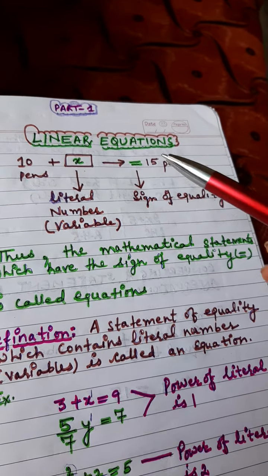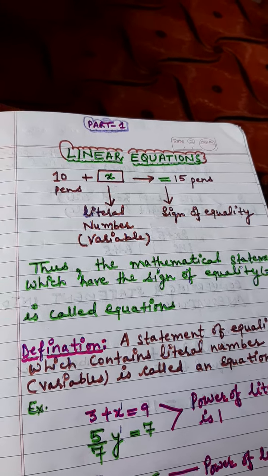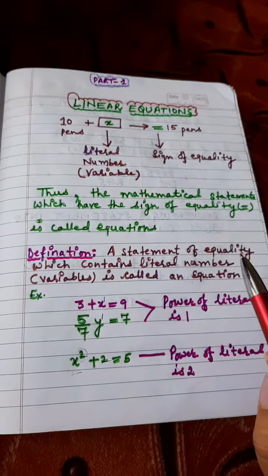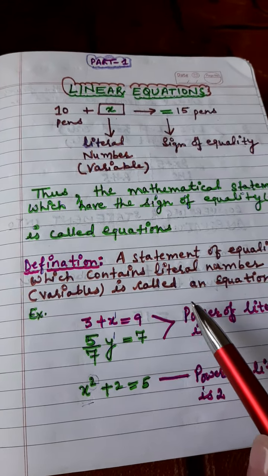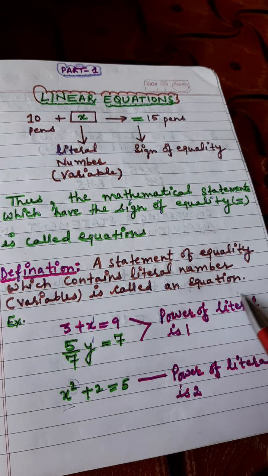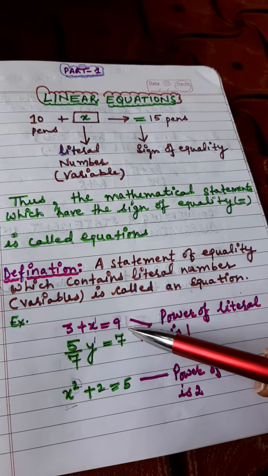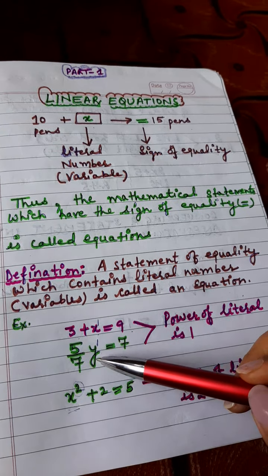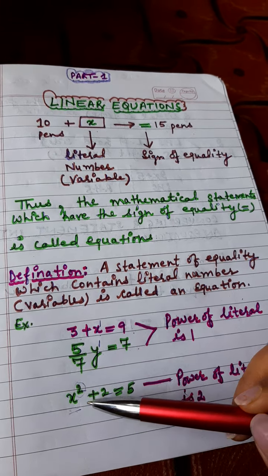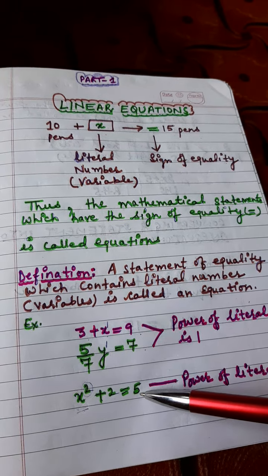Thus we can say that a mathematical statement which has the sign of equality is called an equation. The definition is: a statement of equality which contains literal numbers or variables is called an equation. For example, 3 plus x is equal to 9. This is an equation. 5 upon 7y is equal to 7. This is also an equation. x square plus 2 is equal to 5. This is also an equation.